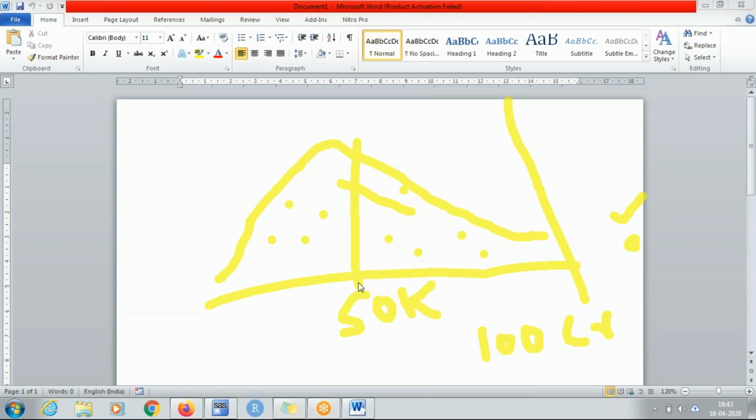So the first one is any value beyond plus 3 sigma on this side, minus 3 sigma on this side, is an outlier. Is that clear? And what is sigma over here? It is the standard deviation, right? Now, any value which is beyond 3 sigma on this side, beyond 3 sigma on this side, is an outlier.